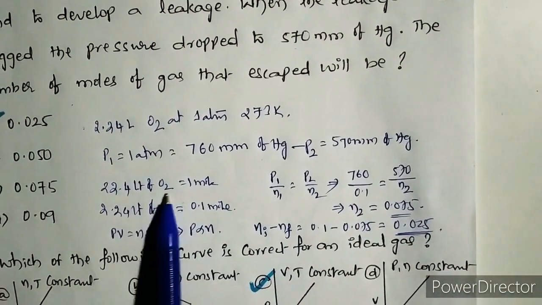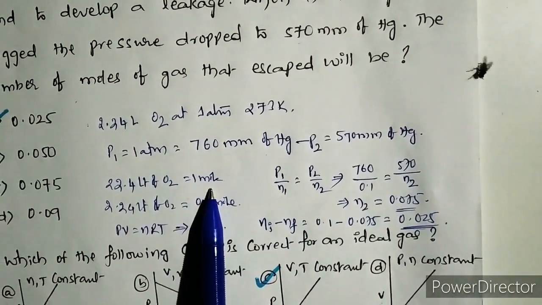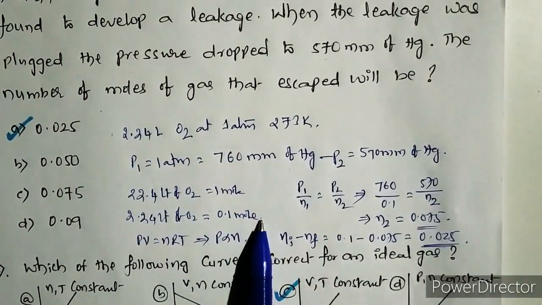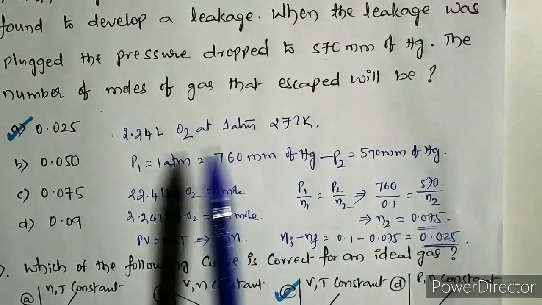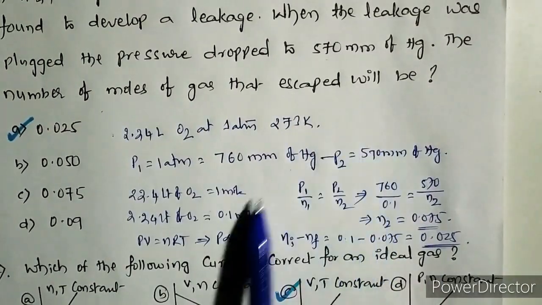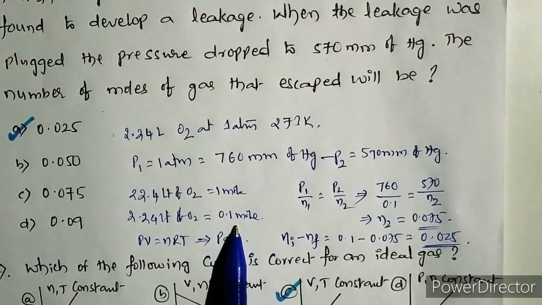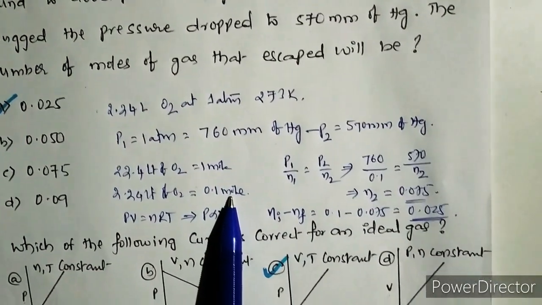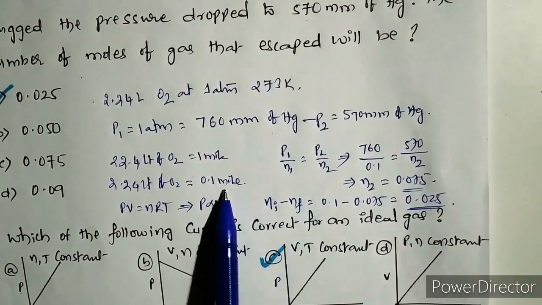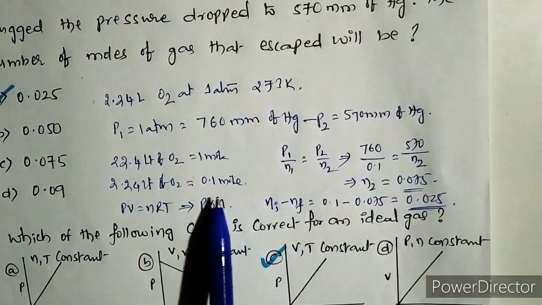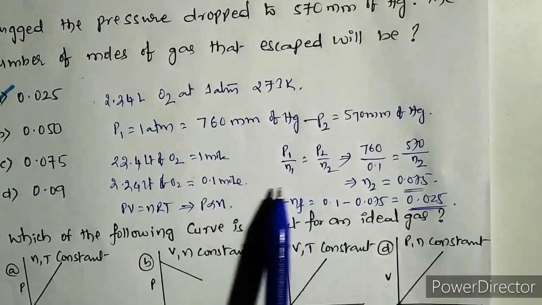22.4 liter of oxygen means it is 1 mole, but the given volume is 2.24 liter, that means it is equal to 0.1 mole. So what they are asking is the number of moles of gas that escaped. Initial number of moles is 0.1 mole, and the escaped gas you have to find out now. That means you should find the final number of moles, and after getting the final number of moles you have to do initial minus final. That is your answer.